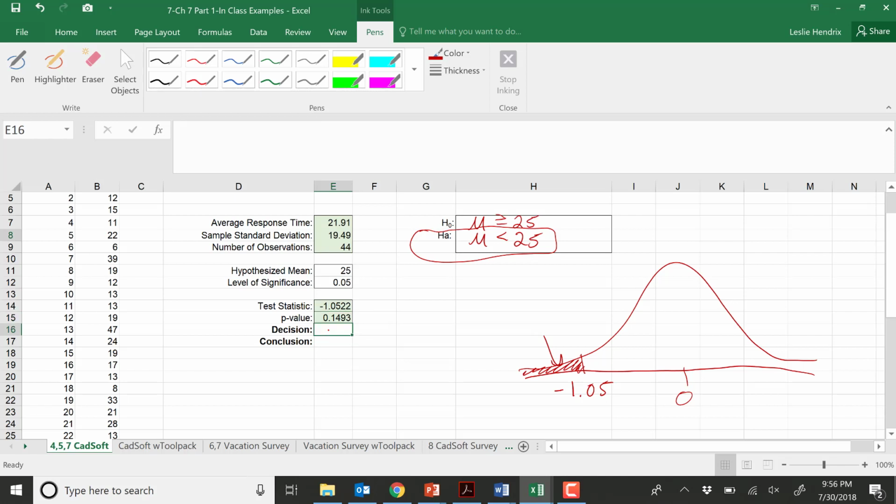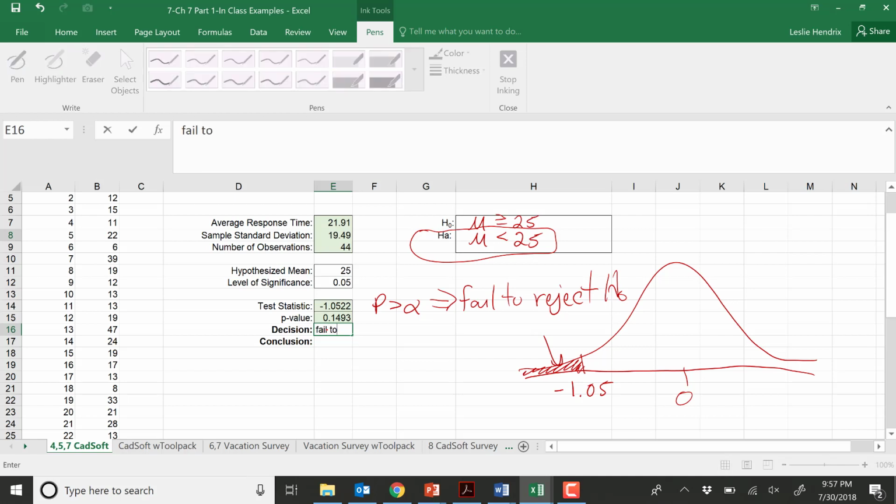All right, so what's our decision here? Well, we compare our p-value to our alpha. Our p is bigger than our alpha. All right, p is bigger than alpha. So what do you do if the p is not low? Fail to reject the null hypothesis. So that's your decision. And then what's your conclusion?